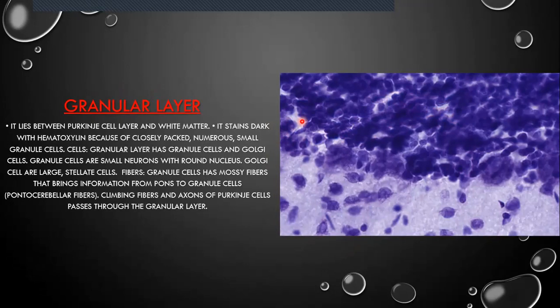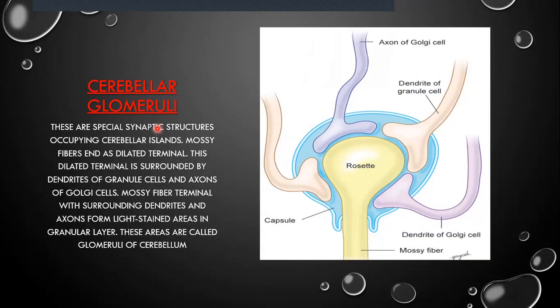Okay, now within those cerebellar islands, we have these special synaptic structures which occupy the cerebellar islands, known as the cerebellar glomeruli. What makes up a cerebellar glomerulus? We have the dilated end of a mossy fiber known as a rosette. We also have, usually surrounded by dendrites of granule cells, a dendrite of a granule cell and an axon of a Golgi cell.